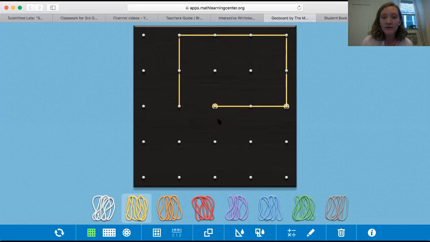Quick question. Is this a rectangle? Tell the person next to you, is this a rectangle?